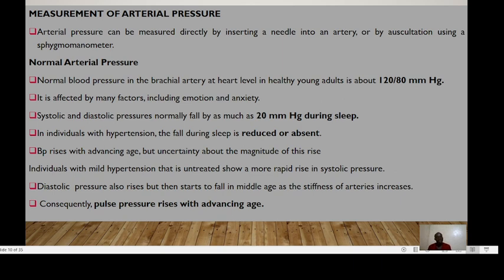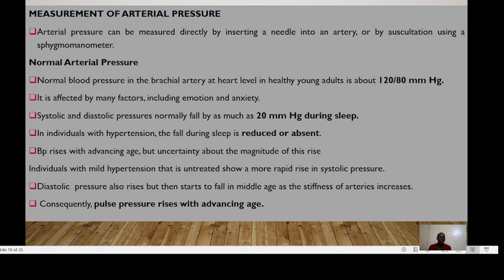Measurement of blood pressure can be done directly by inserting a needle into the artery, or by auscultation using a sphygmomanometer. The normal blood pressure has already been indicated, but it's good to know that it could be affected by things like emotions and anxiety. Systolic blood pressure normally falls as much as 20 millimeters of mercury during sleep. In individuals with hypertension, the fall may be very minimal or absent. Blood pressure will normally rise with advancing age, but there is uncertainty about the magnitude of this rise.